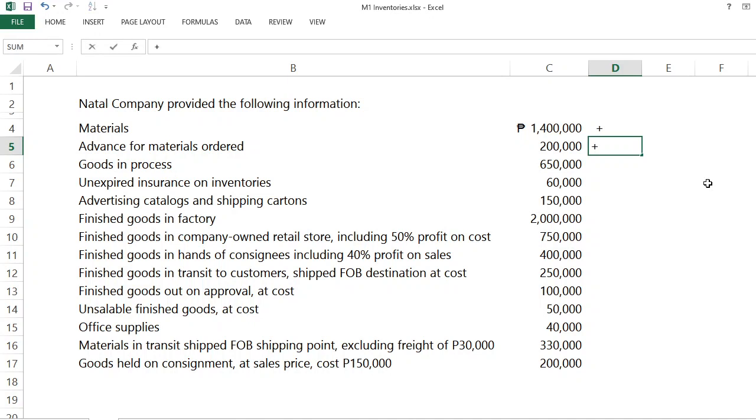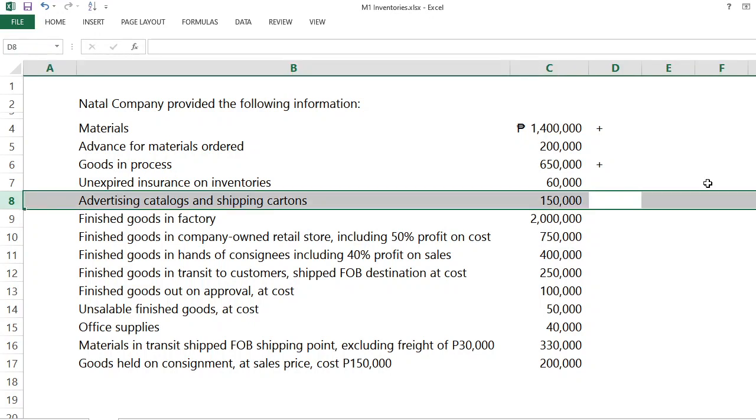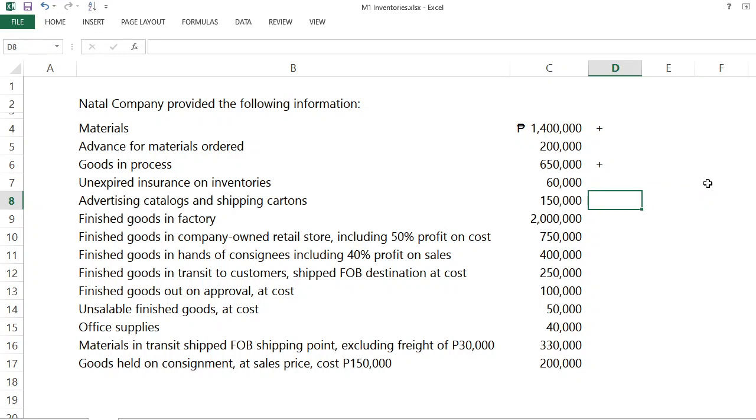Next, goods in process. Okay. Di ba goods in process, kasali siya? Di ba, raw materials, manufacturing and factory supplies, goods in process, saka finished goods. Di ba yun? We have unexpired insurance. That's prepaid insurance. That's another asset, right? So hindi yan inventory. Next, advertising catalogs and shipping cartons. Supplies nga, pero saan ba na supplies? Sa factory supply? Hindi. Sabi niya, shipping carton. So that is a shipping supply. Hindi na yan kasali dun sa product mismo. So, hindi rin yan kasali sa inventory. May specific account din siya, which is supplies.